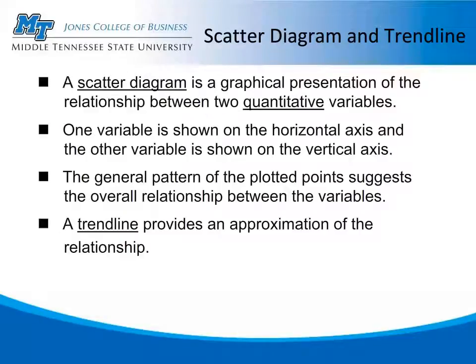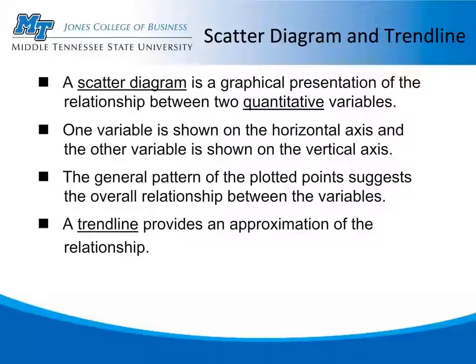Now the last topic in this Chapter 2 presentation deals with scatter diagrams. If you have 2 quantitative variables, 2 sets of numbers that are paired together, you can plot one of them on the horizontal axis and the other one on the vertical axis. Ordinarily, the one on the horizontal axis is called X and the one on the vertical axis is called Y. But you can look at the relationship when you plot the points to see if there's a positive relationship, a negative relationship, or if there's just no relationship.